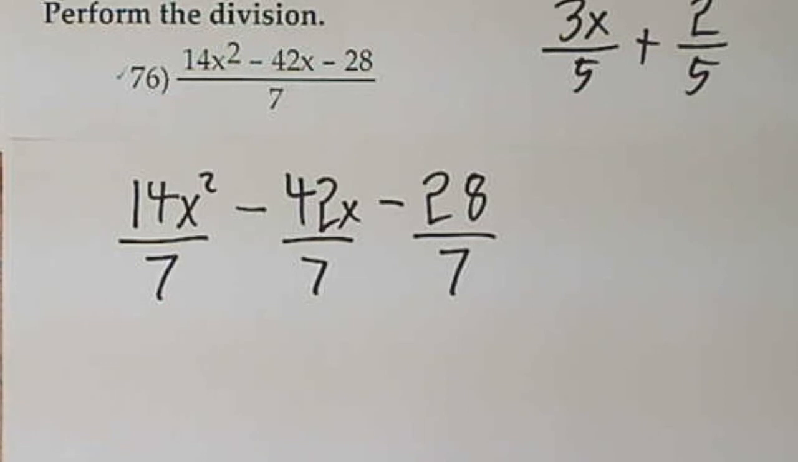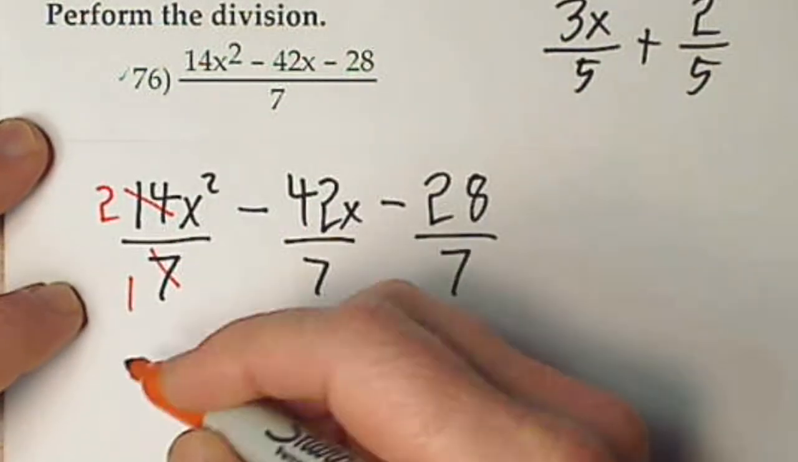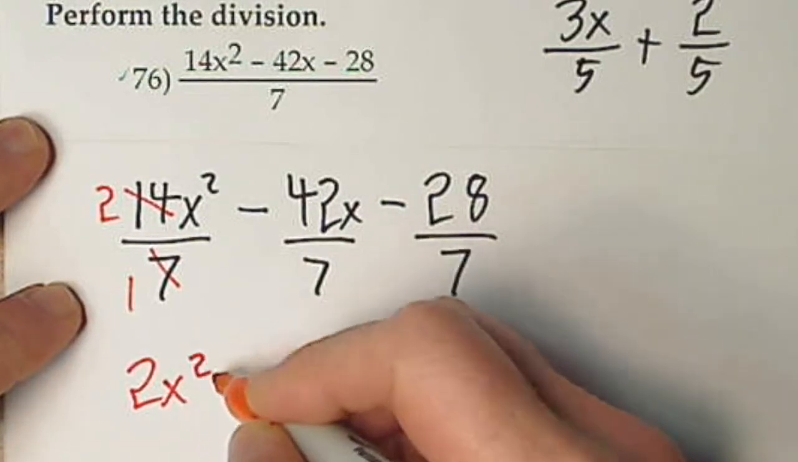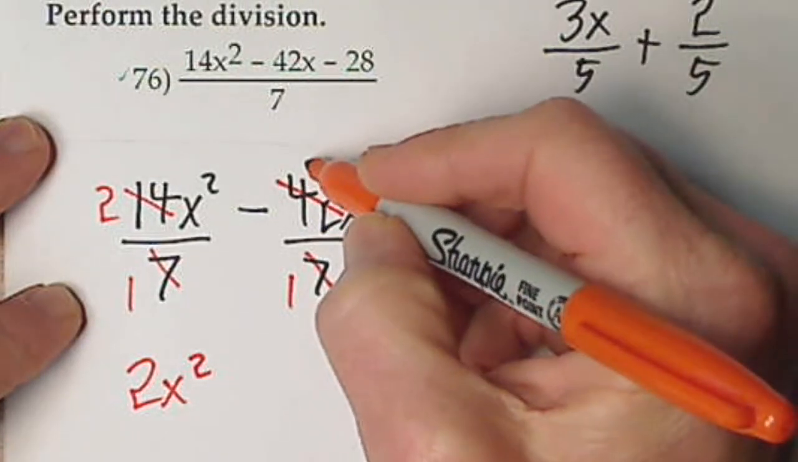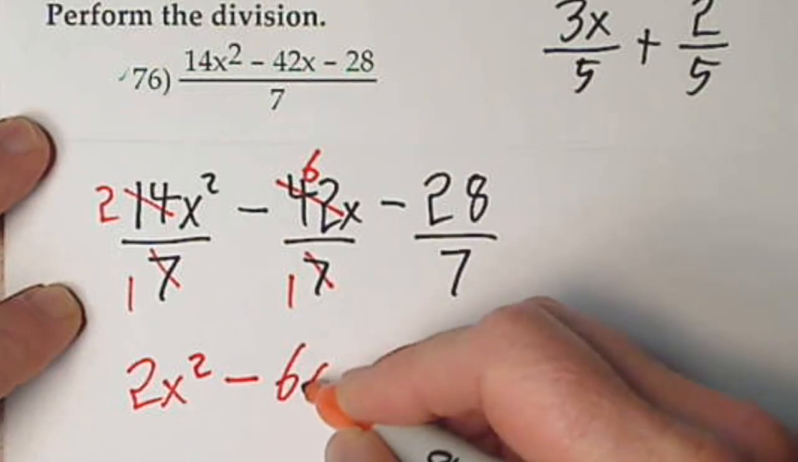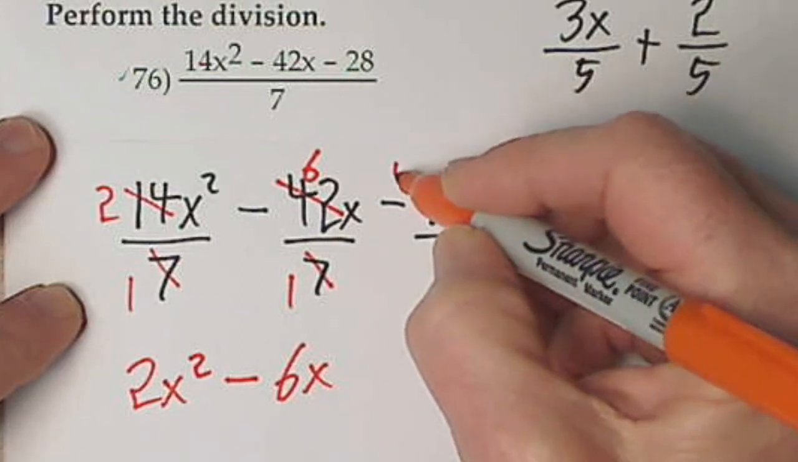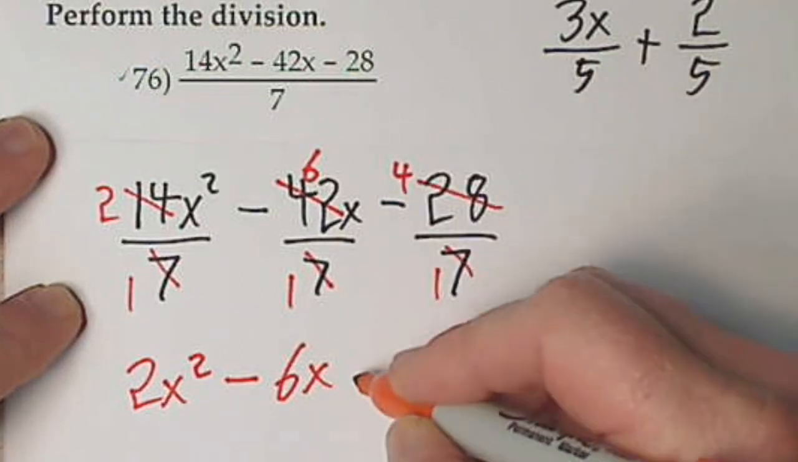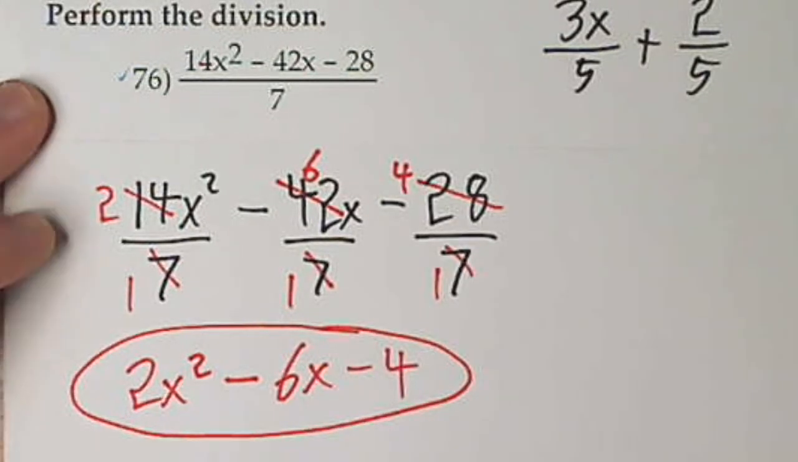We can clean each of these up. So I'll use this. 7 goes into 7 once, 7 goes into 14 twice. So here we're left with 2x squared. 7 goes into 7 once, 7 goes into 42 6 times. So we're left with negative 6x. And 7 goes into 7 once, goes into 28 4 times. So we're left with negative 4. Okay, so we simplified our first one.